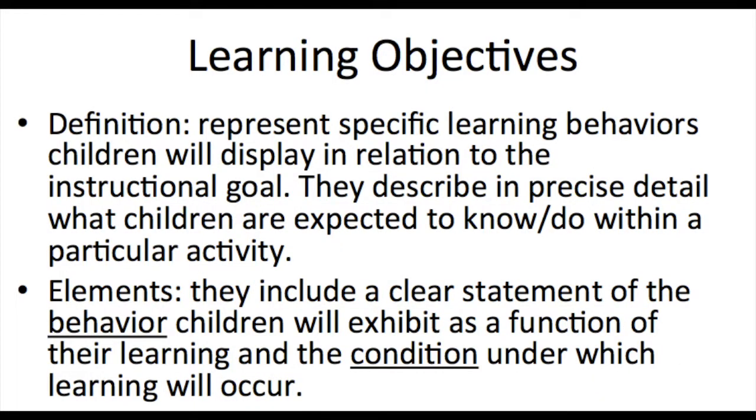So what does a learning objective entail? The elements that are included in a learning objective are two. One is the behavior the children will exhibit in terms of making evident that the learning has occurred, and two, the condition under which this behavior will be manifested.